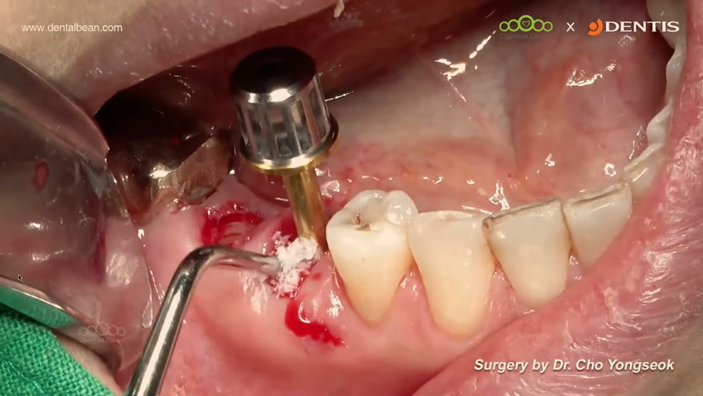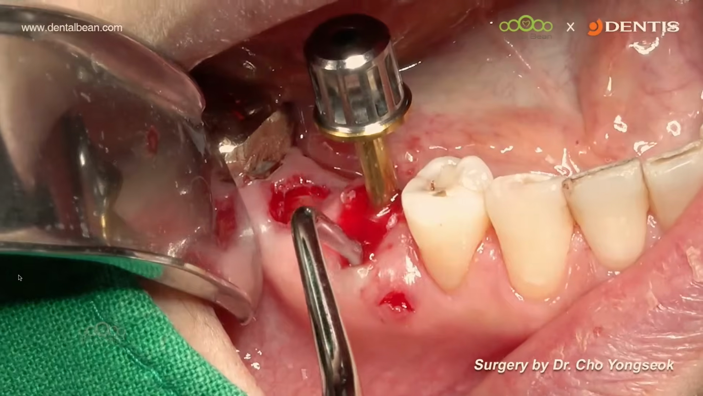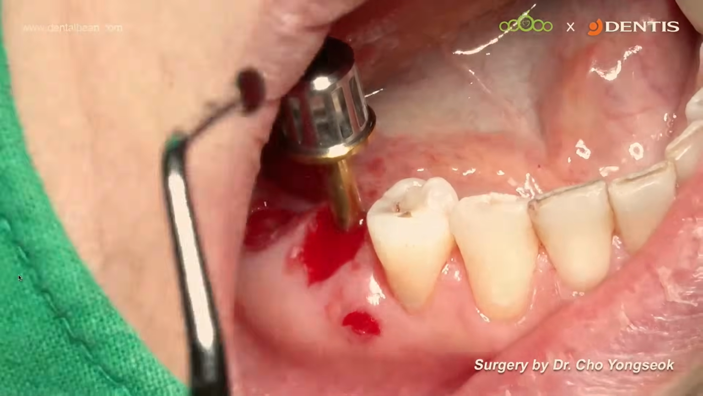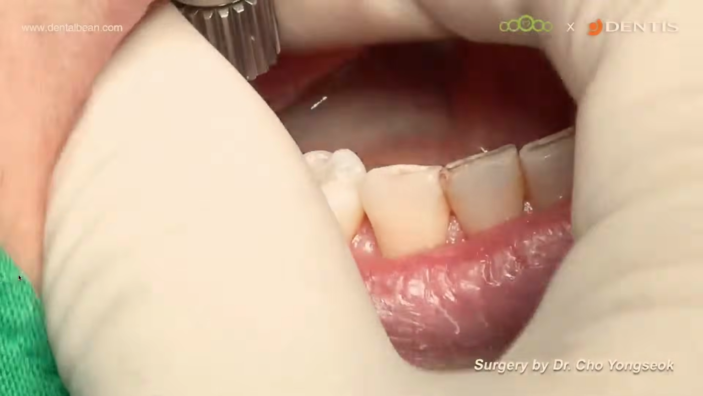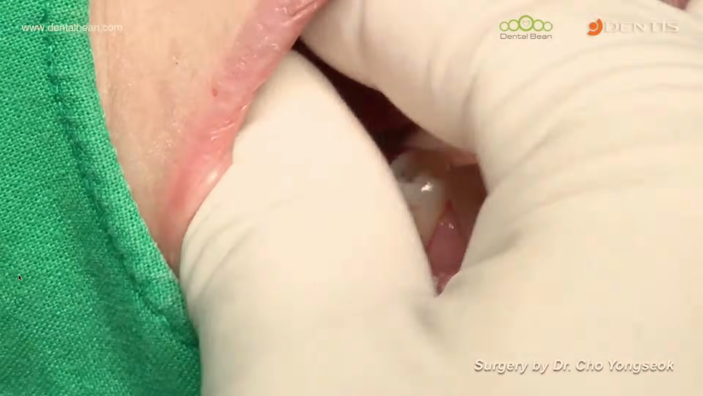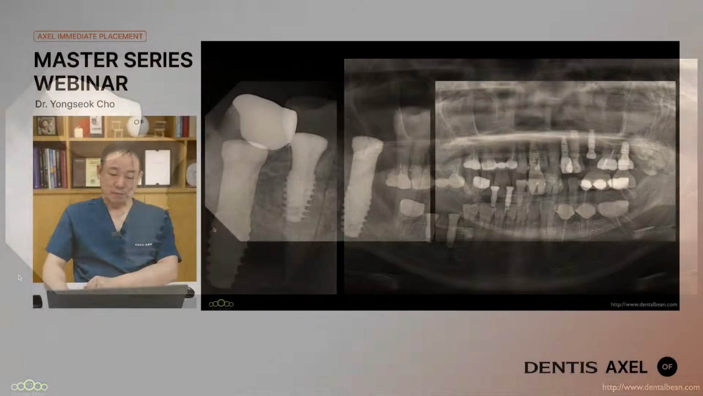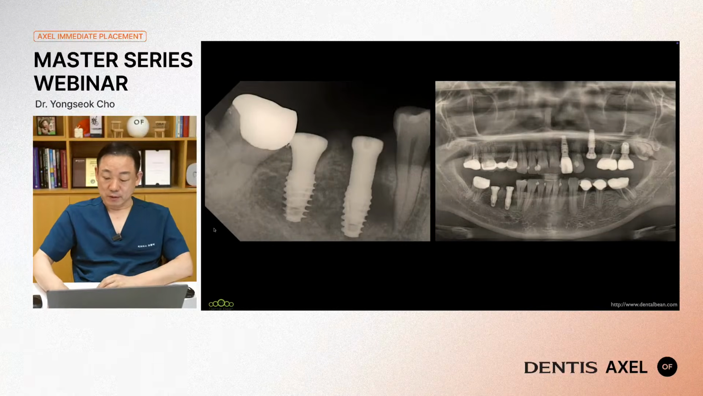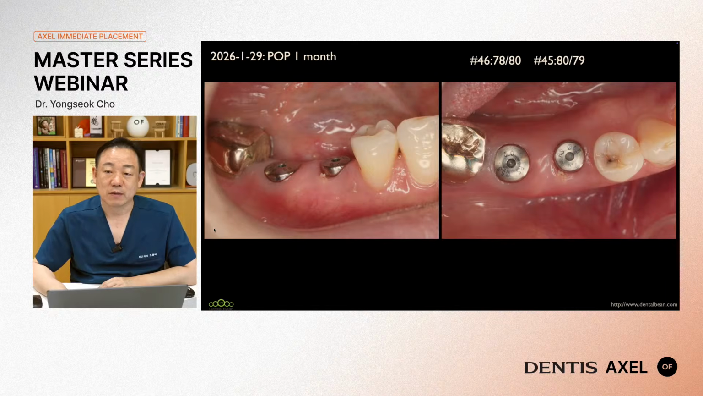Okay, because of buccal bone loss, I tried intra-socket bone grafting at buccal side. Connected healing abutment and finished the surgery. Okay, like this. Okay, 1 week later, healing looks nice. 1 month later, very clean soft tissue condition.